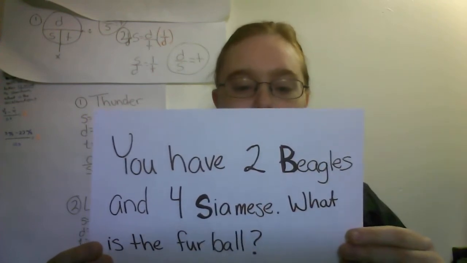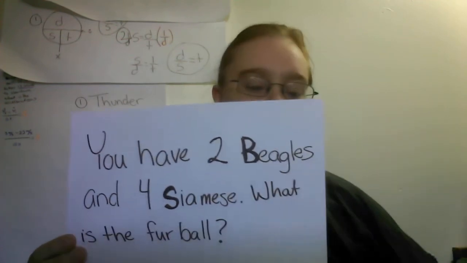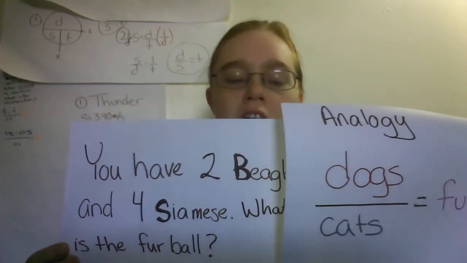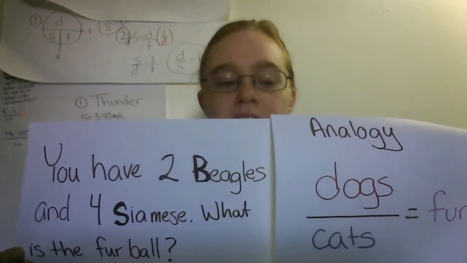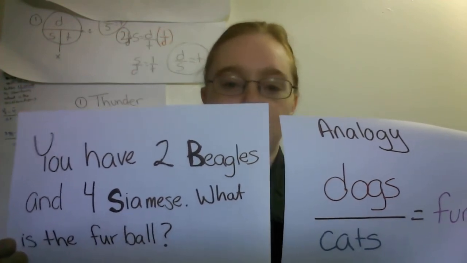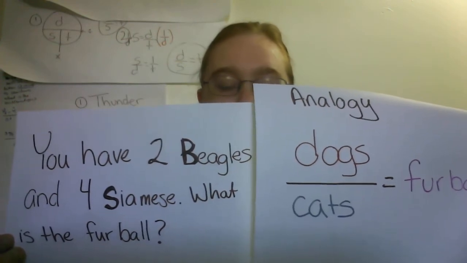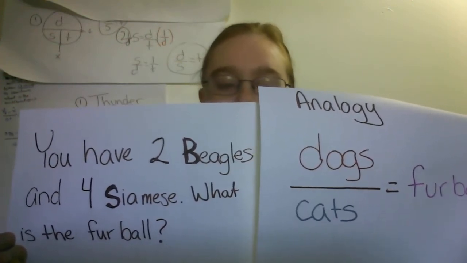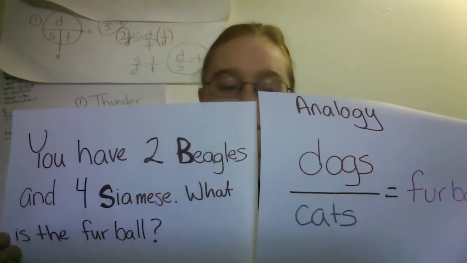So for this problem, 2 beagles, that's a breed of dog, we can put that in for dogs into this equation, and we can see beagles as a unit of dogs. 4 Siamese is a breed of cat, so we can plug that into where it says cats, and we can see that 4 Siamese is a unit of cats.